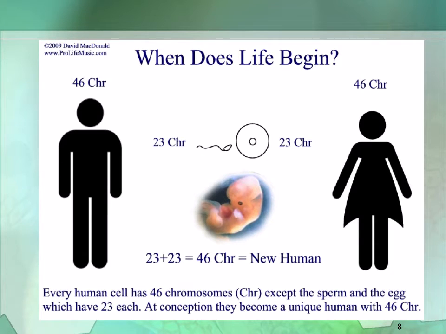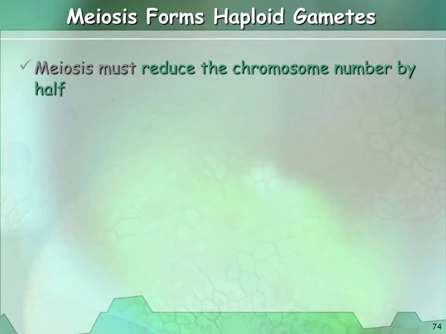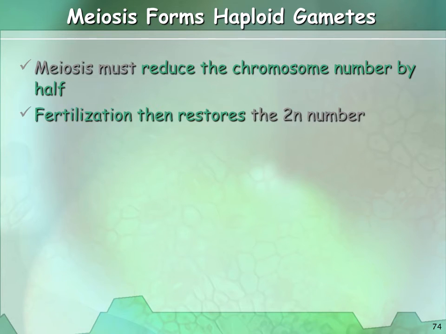If you remember, humans have 46 chromosomes. So how many chromosomes are in the gametes? There are 23. So we say that the gametes are haploid. They've only got 23 chromosomes. And the diploid number is 46. So meiosis must reduce the number of chromosomes by half, and then fertilization restores the number to the original number, 2n.